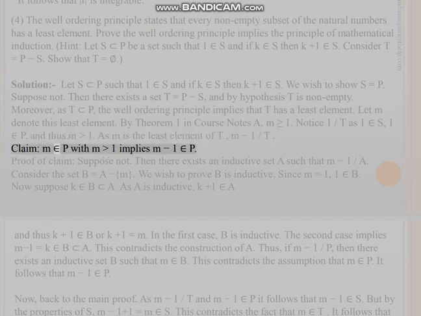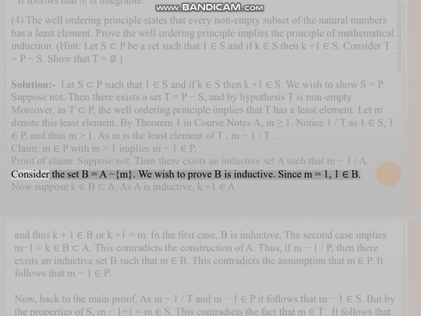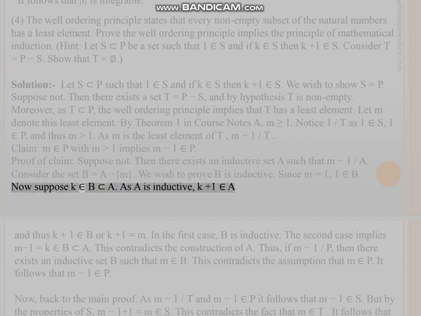Claim: M is an element of P with M greater than 1 implies M minus 1 is an element of P. Proof of claim: suppose not. Then there exists an inductive set A such that M minus 1 is not in A. Consider the set B equals A minus {M}. We wish to prove B is inductive. Since M does not equal 1, 1 is an element of B. Now suppose K is an element of B, a subset of A. As A is inductive, K plus 1 is an element of A.